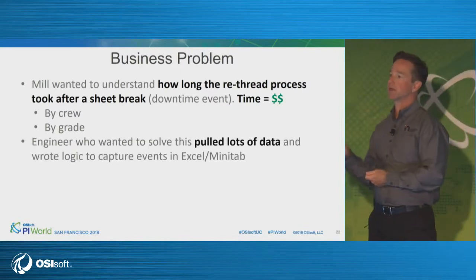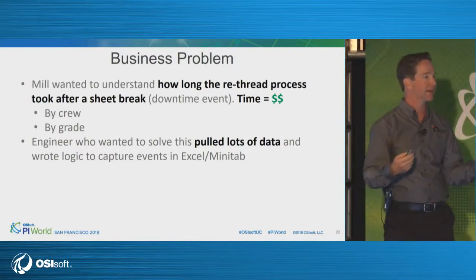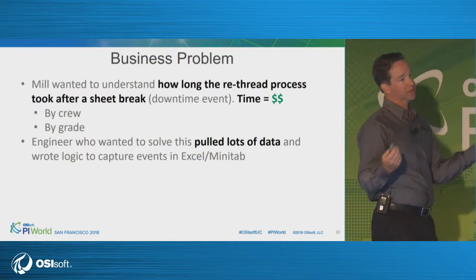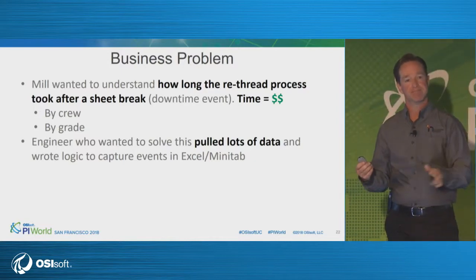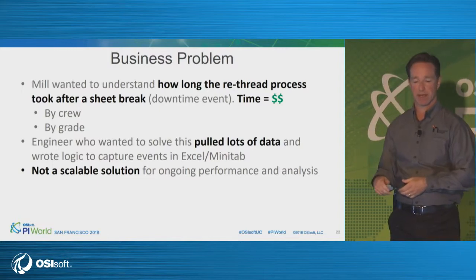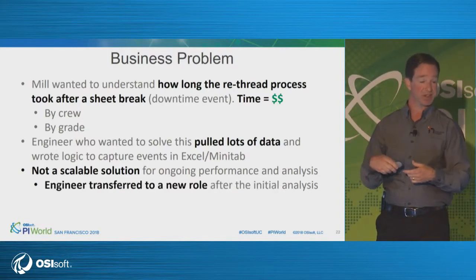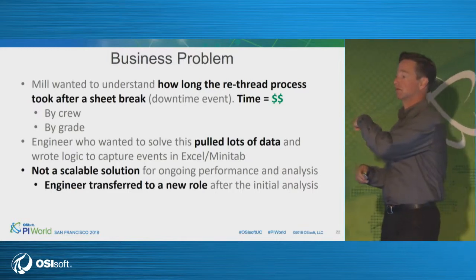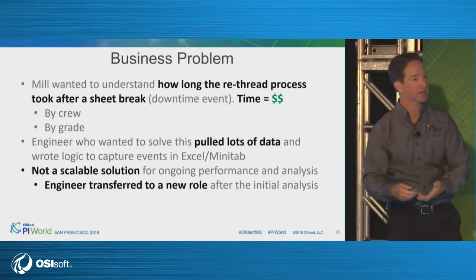The engineer who wanted to solve this problem pulled lots of data in Excel, started messing around with Minitab, and looked at it one time. This was his Six Sigma Green Belt project. He did this great analysis. Unfortunately, it wasn't really scalable because he had to redo it. The worst thing is he transitioned to a new role, so now all that work's lost. So how do we make this scalable?